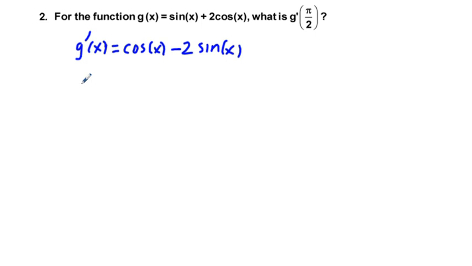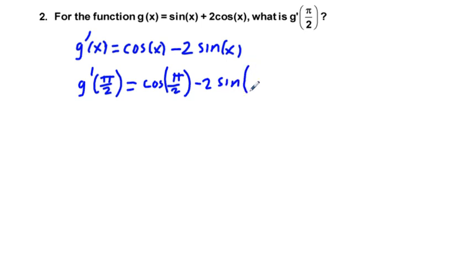And now we're going to have g prime of pi over 2 is equal to cosine pi over 2 minus 2 sine pi over 2. My pen seems a little bit glitchy today. I don't know what it is, but I'm trying to be legible.